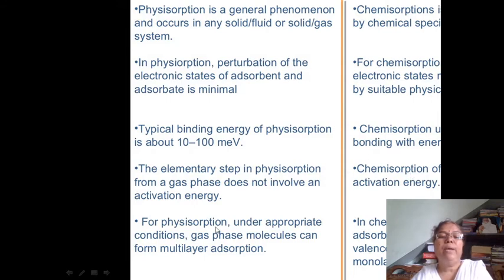Then the elementary step in physisorption from gas phase does not involve an activation energy, and here chemisorption process involves the activation of energy. Then for physisorption under appropriate conditions gas phase molecules can form multimolecular adsorption layer, and here unimolecular adsorption layer will be formed.